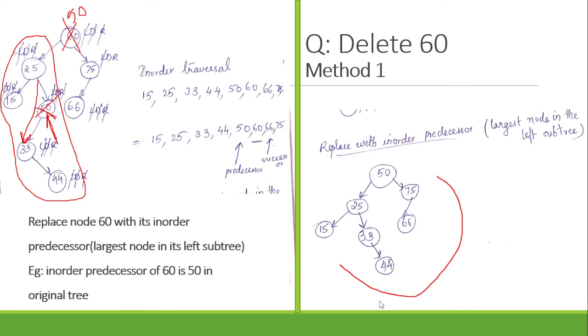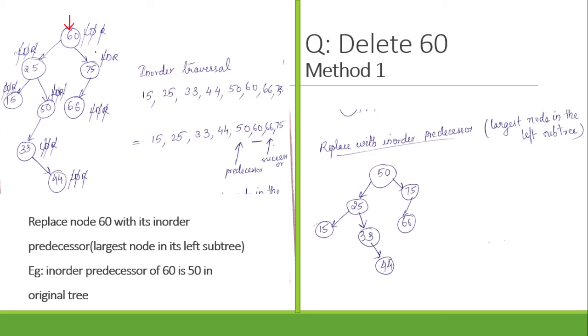Now we will see how to delete the node using the in-order successor. So I have to delete the node 60. What is its in-order successor? I have to search in the right subtree. In the in-order traversal, which is its in-order successor? That is the lowest value in its right subtree. That is 66. It is closest to 60.